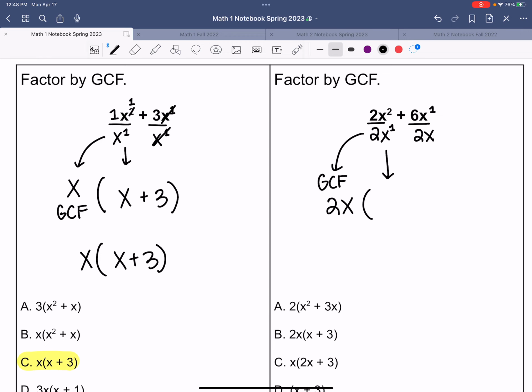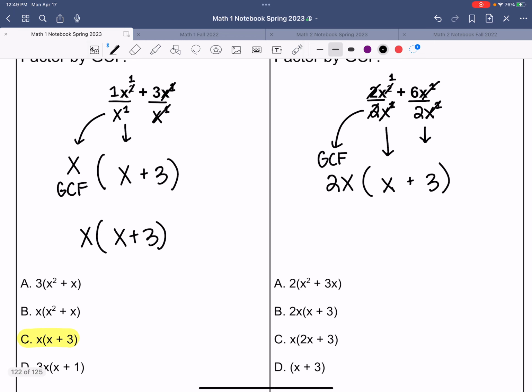So again, this is x to the first power, so one of these will be removed. So we're left with 2 over 2 is 1, and we only have x, one of the x's we took out, one of them stays. Then we have 6 divided by 2 is 3, and x to the first over x to the first, they both will be canceled. So 2x times x plus 3 are the factors there.